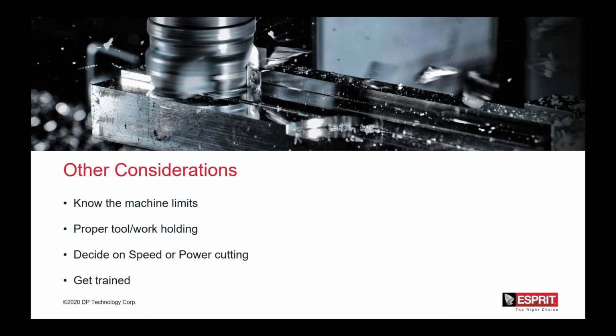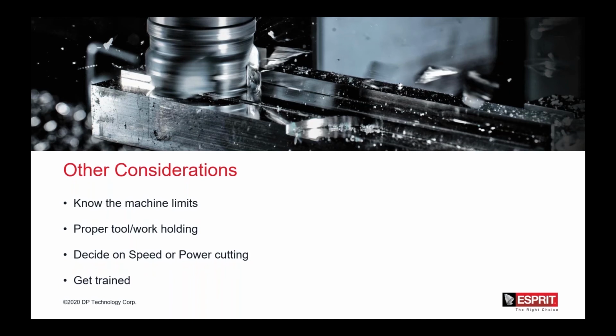So for profit milling, there are some considerations that you need to know. So you need to know the machine limits. The nature of the cycle itself, because of our high feed rates, is going to also mean high RPM for the machine. So you need to make sure that the machine is capable of reaching those RPMs needed for the optimized cycle.